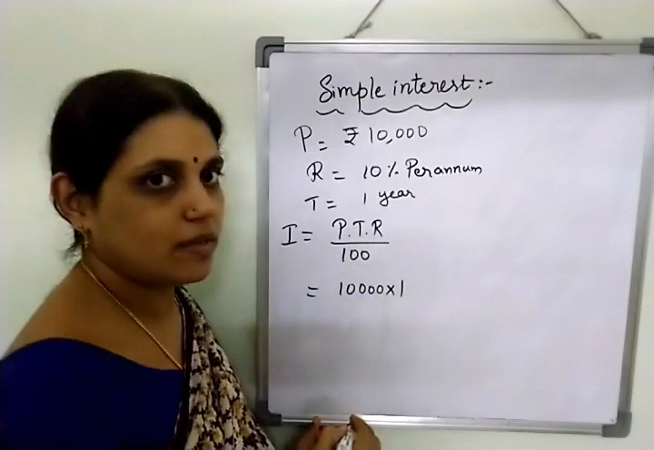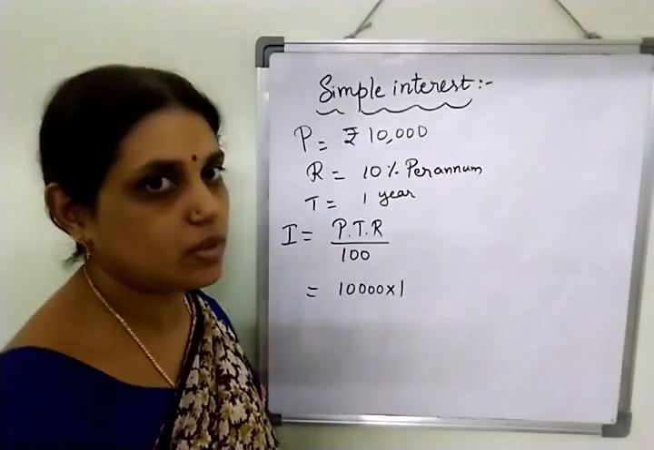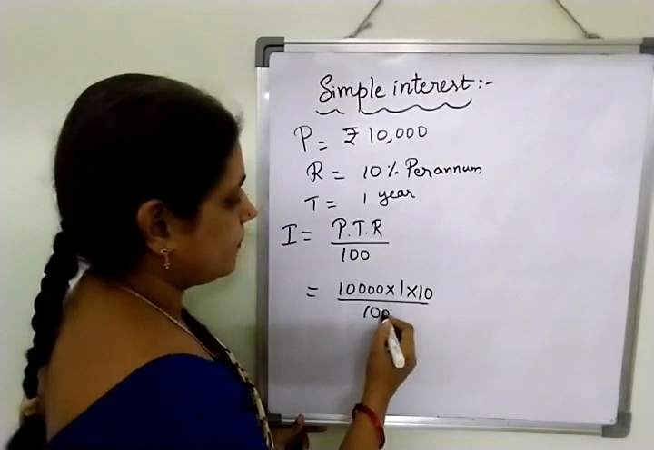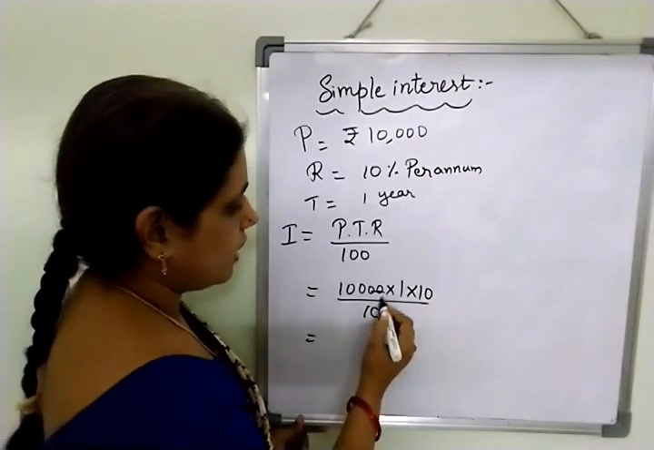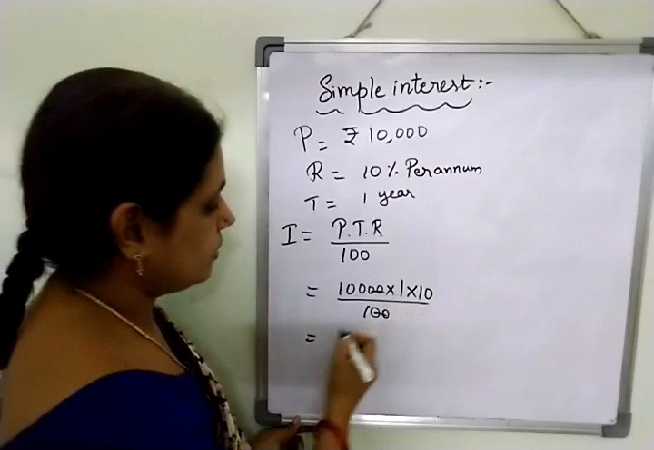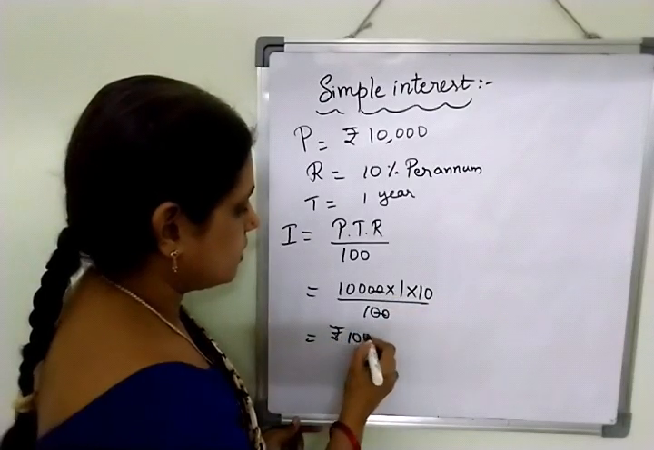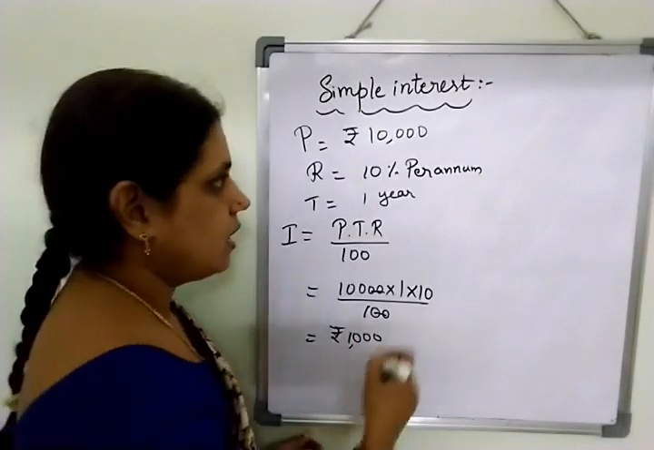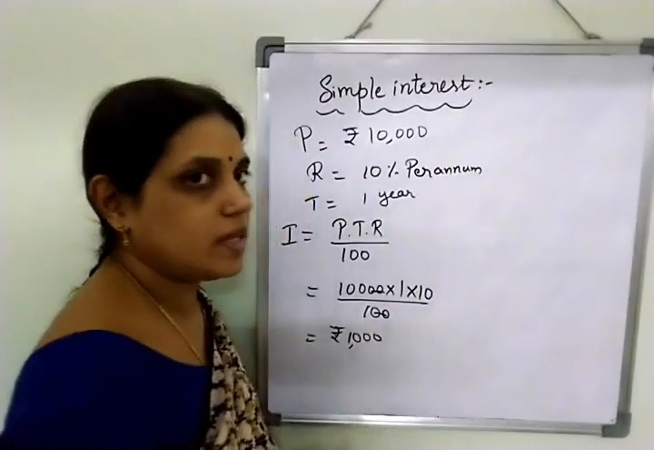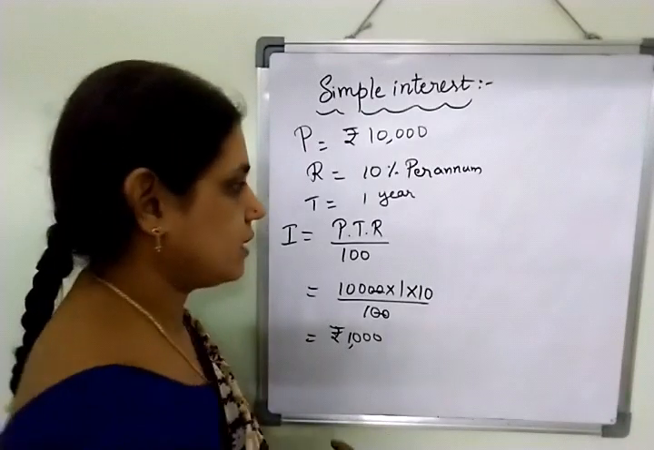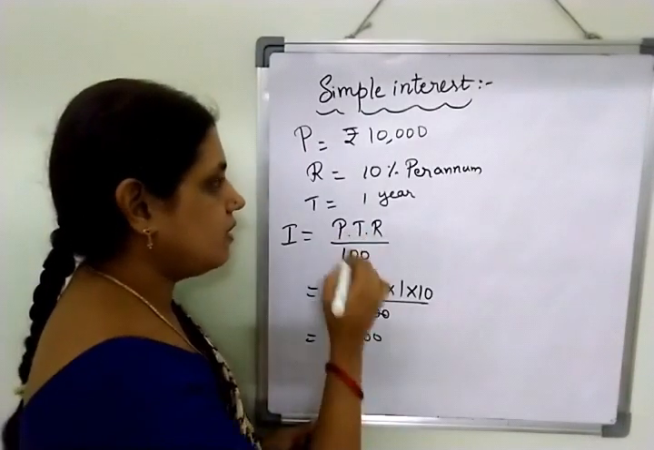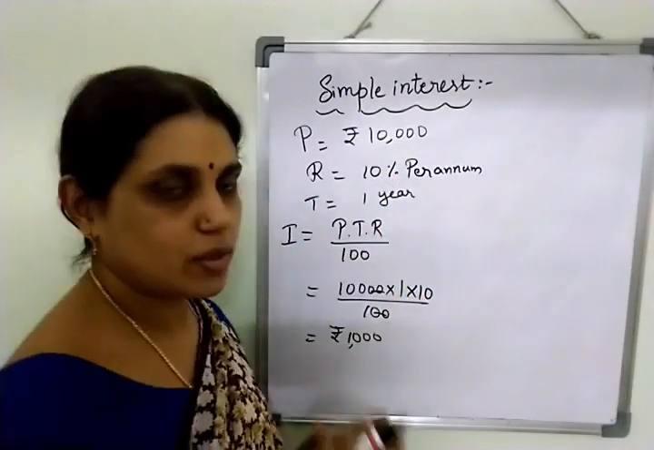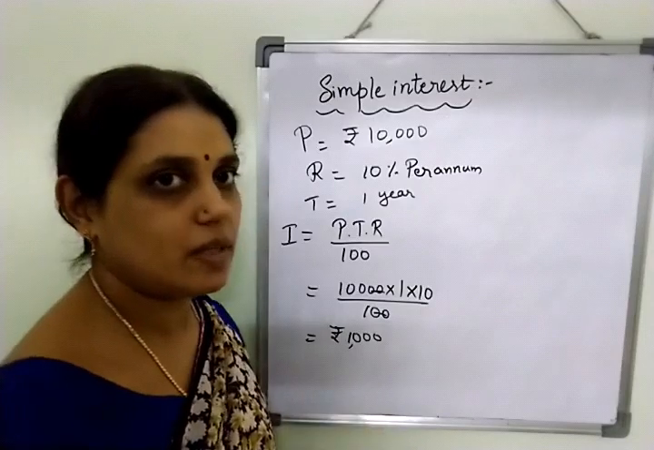Always time period should be given in years only. If it is given in months, you need to convert into years. Into R, 10 by 100. So now if you cancel 2 zeros here, then 100 into 10 is 1000 rupees. It is the interest after 1 year. Okay. Now if it is for 2 years, that means for the second year, how to calculate? Even then the principal will be 10,000 rupees only. Even if it is 1 year or 2 years or 3 years, the principal will be the same.